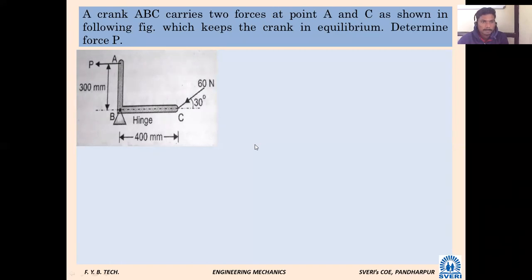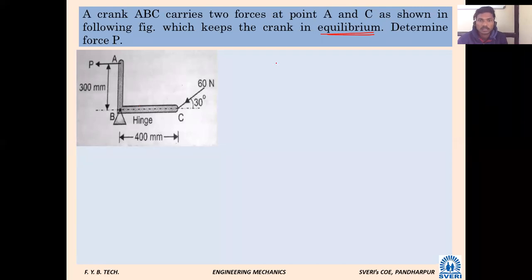A crank ABC carries two forces at point A and C, as shown in following figure, which keeps the crank in equilibrium. Determine force P. So a crank ABC means it is one component. Don't worry what is that component. So one component is given whose name is crank, and it carries two forces at point A and C, as shown in following figure, which keeps the crank in equilibrium.